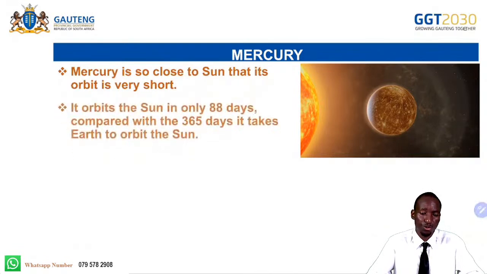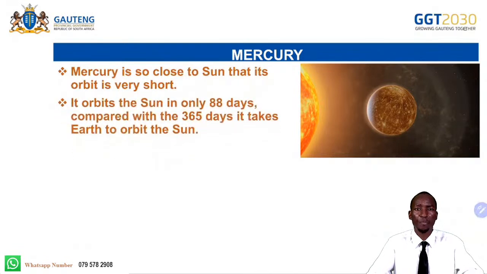What else do you need to know about Mercury? It orbits the sun in only 88 days, compared with the 365 days that the Earth takes as it moves around the sun. So with those number of days, you can now understand why Mercury is so close to the Sun, because of the days of rotation around the Sun. They are very few, only 88 days.